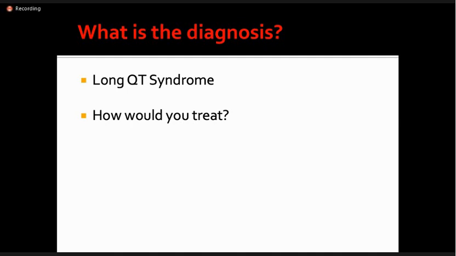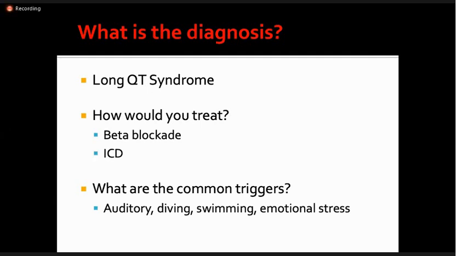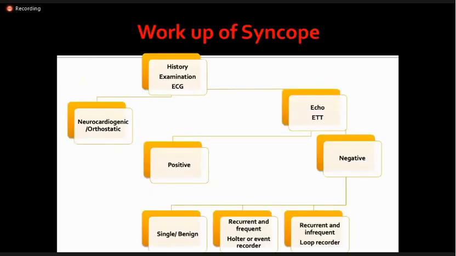So initially, usually what we do is we give drugs. But the fact that this patient has had a sibling that has died and is now having symptoms is a worrying thing. So you probably will have a lower threshold for an ICD, but you will probably treat with medications like beta blockers first, and then see what their response is before you decide on an ICD. So these are some of the common triggers for long QT, like we said, loud noises, diving, swimming, etc.